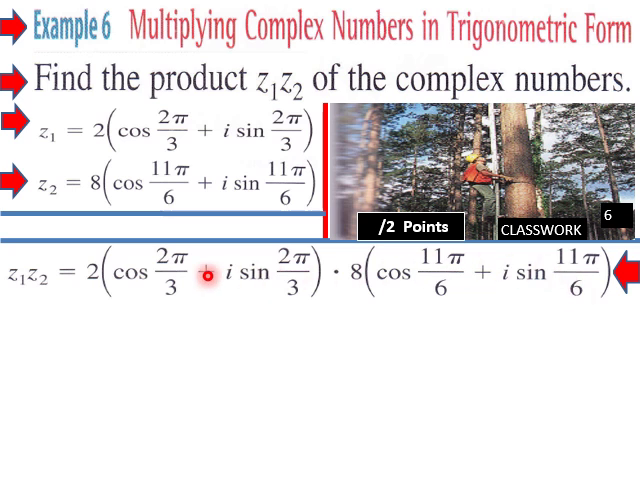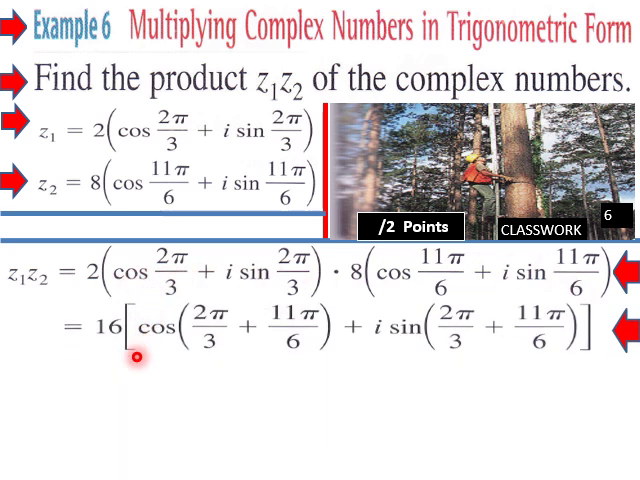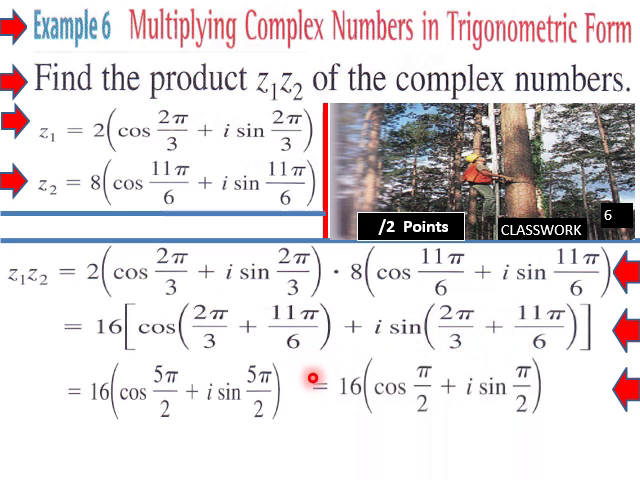Here is our line up here of a product. So we have 16 times cosine 2 pi over 3 plus 11 pi over 6 plus i sine 2 pi over 3 plus 11 pi over 6. Then we end up with 16 cosine 5 pi over 2 plus i sine 5 pi over 2. So when we add these two together, these add up to 5 pi over 2.